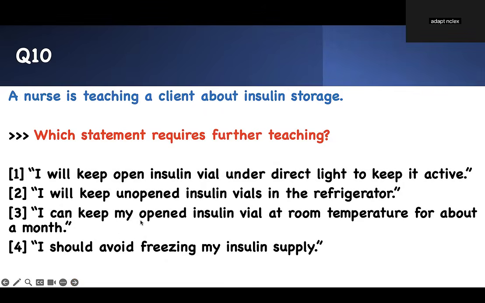Last question. What is your score? Let me know your score. Put it in the comment. This is rapid fire NCLEX pharmacology: insulin types, side effects, dose calculation, mastering endocrine pharmacology. A nurse is teaching a client about insulin storage. Which statement requires further teaching?